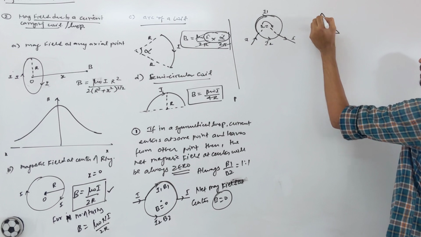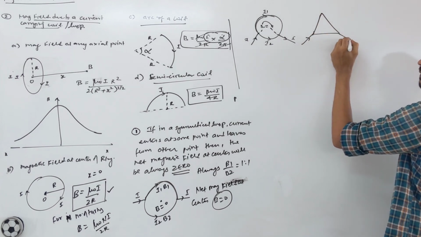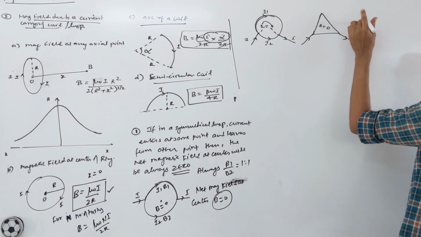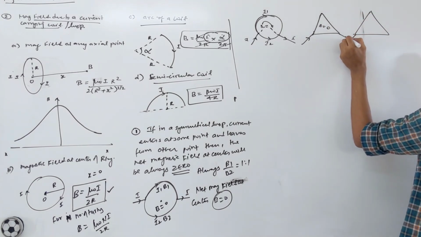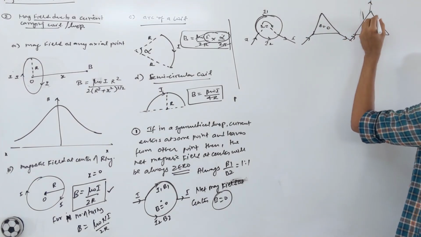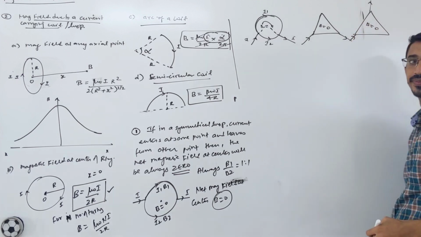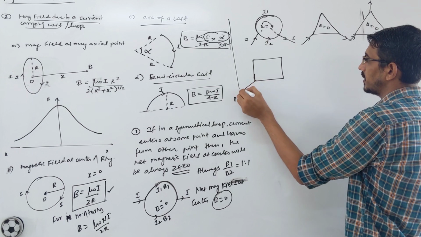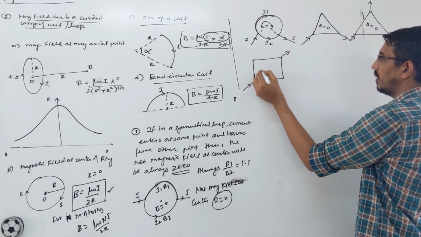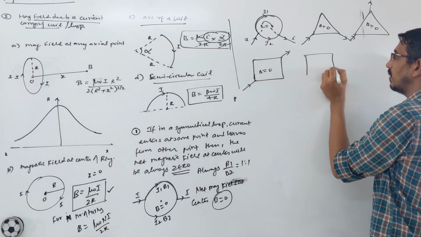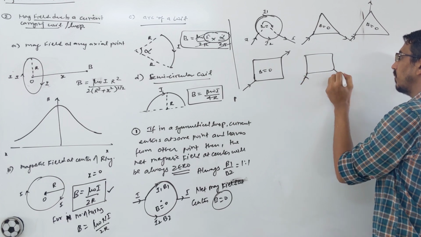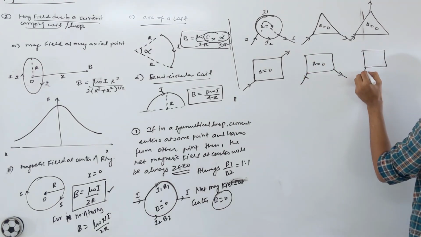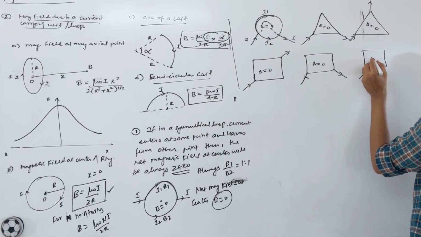This is a triangle, and current enters from this point and leaves from this point. Your B will be what? 0. Or you have a different situation, like current enters from here and leaves from this end, still B is what? 0. You have a circular loop or a rectangular loop, current enters and leaves from this end, B is what? 0. Or enters here, leaves from this end, still B is 0. Or enters here, leaves from any point here itself, still B is 0.